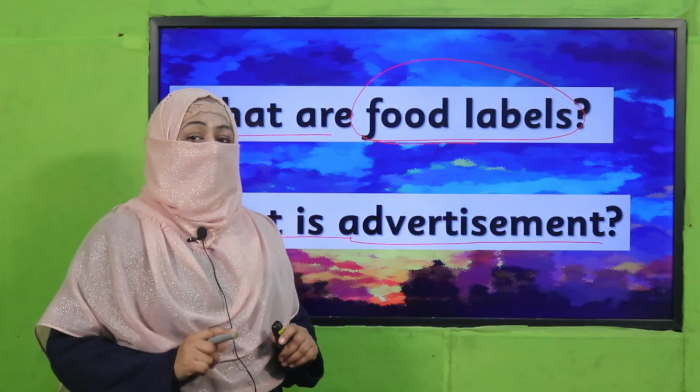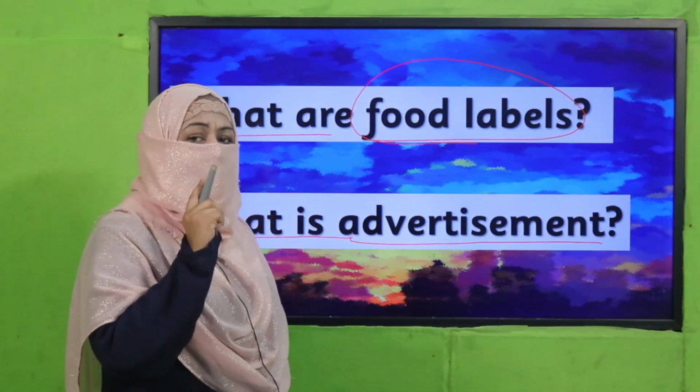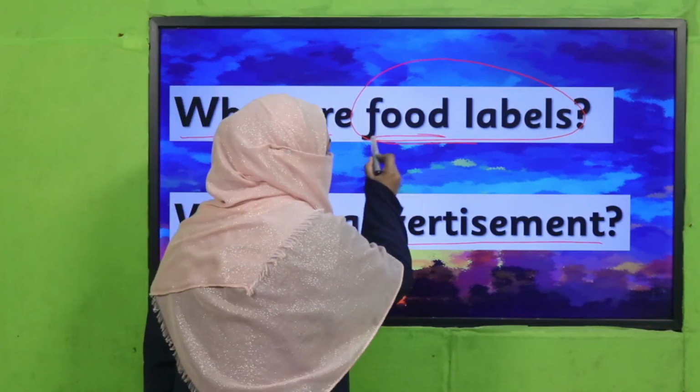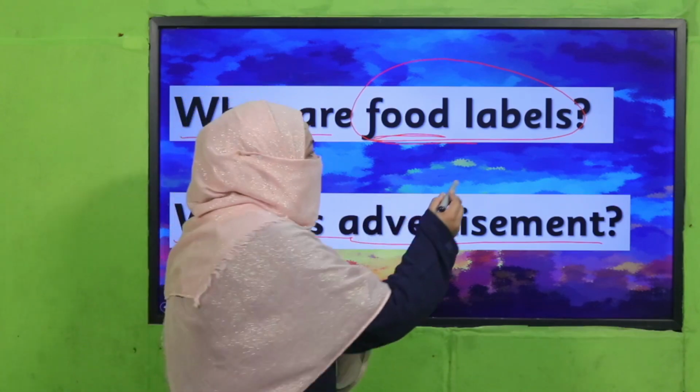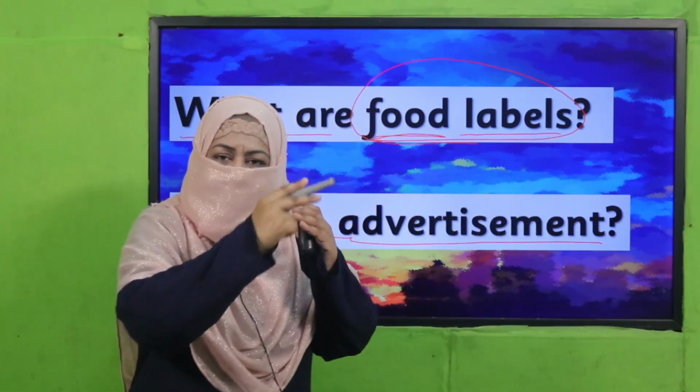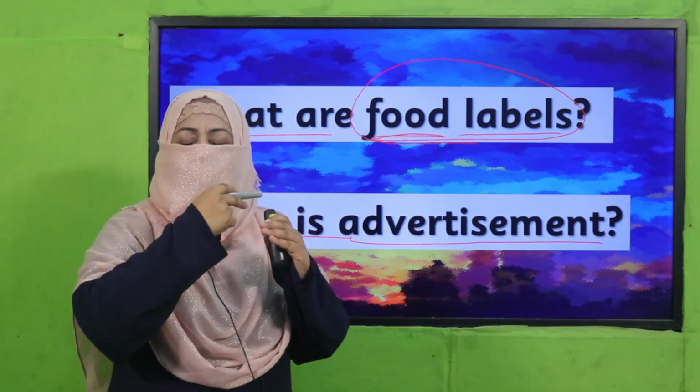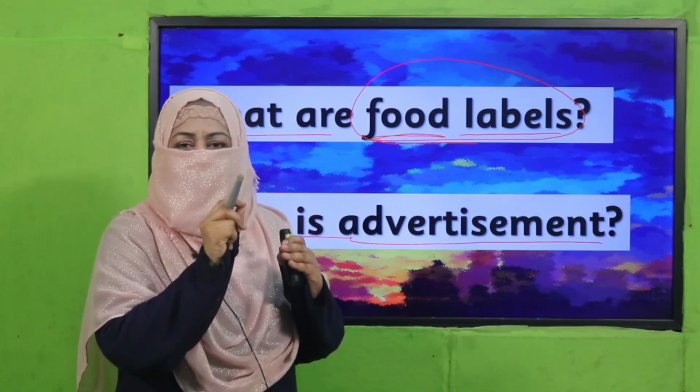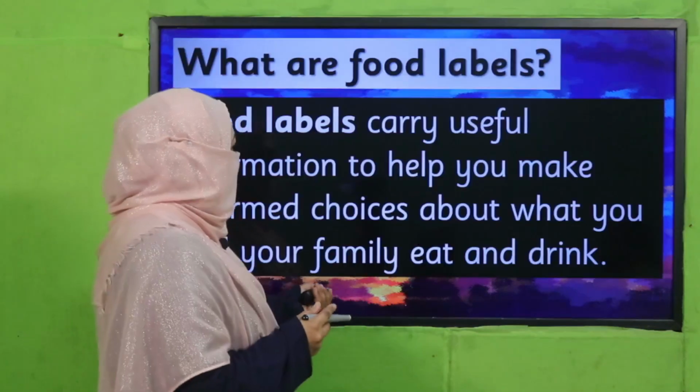Yes, my dear students. Whenever you read something, you should try to understand. Food. We know food, something we eat. And label, the wrapping paper which is given and something written on it. Right? This is a food label, how it looks like.